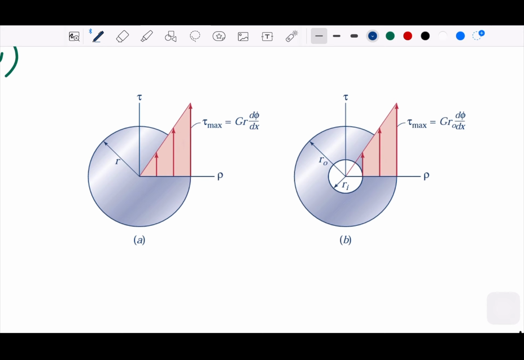Of course, if we take these two examples here, we have two different radii, the inside radius and the outside radius. We can still say the maximum is G r d phi over dx, but now r is the outside radius. This will be important because we are now going to define what will happen in the torsion equations.